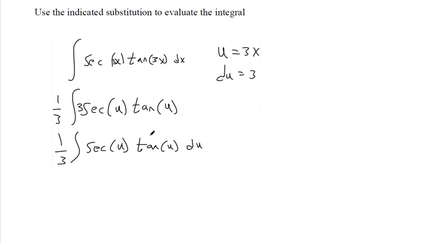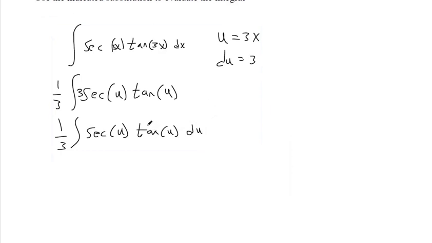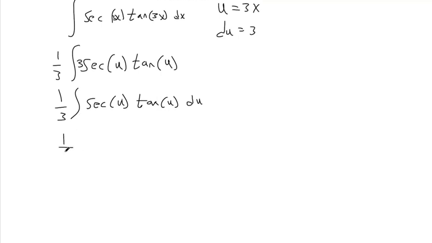There we go. Okay, now I'm ready to take my antiderivative with respect to u. I couldn't do it before I made that substitution. So an antiderivative, I'm trying to think of something whose derivative would be secant u tangent u. And who knows what that is? Oh, that's secant. Right? The derivative with respect to x of secant x is secant x tangent x. Okay? So the antiderivative of secant u tangent u is secant u plus some arbitrary constant c.